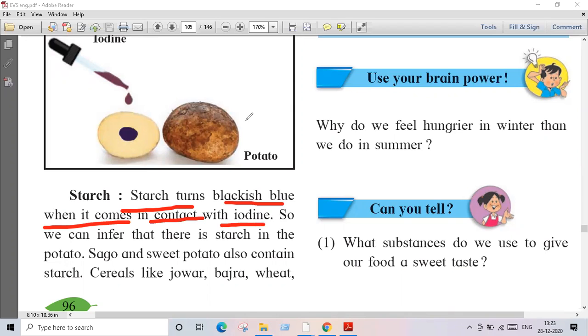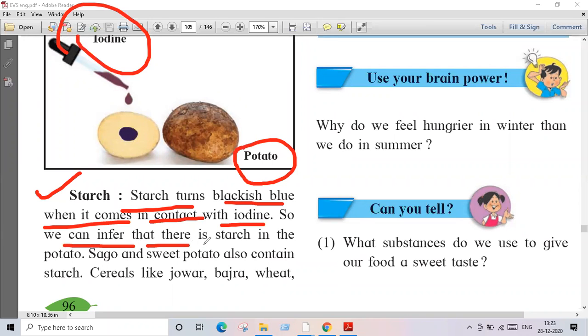Okay, where is the starch present? Starch is present in the potato. या potato मध्ये काय असते? Starch असते. And when it comes in contact with the iodine, it turns blackish blue. So we can infer that there is starch in potato. Sago and sweet potato also contain starch.